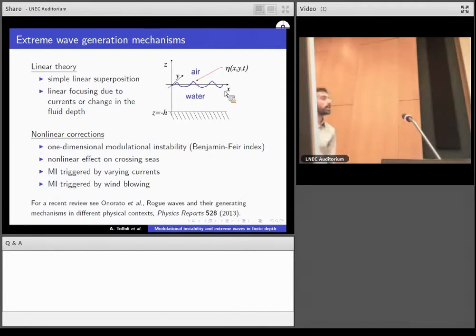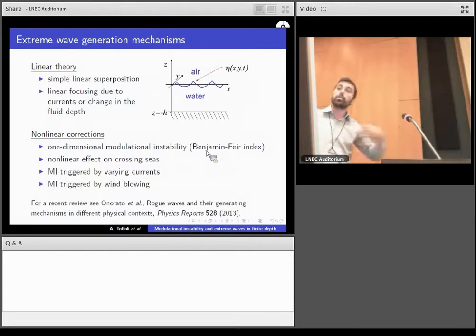So one may then go to some kind of nonlinear correction for the theory in order to see if this nonlinear correction can predict higher events. The main mechanism occurring when one considers a nonlinear correction is the so-called modulational instability, sometimes also called Benjamin-Feir instability, which is related to the Benjamin-Feir index. The other type of mechanism could be the presence of two crossing seas, so nonlinear effects due to crossing seas, or modulation instability may also be triggered by varying currents or by wind blowing. If you're interested in that, there are several books on that, and there is a recent review by Onorato et al. about those mechanisms. Regarding books, there are books by Alfred Osborne or books by E.M. Pelinovsky, for example.